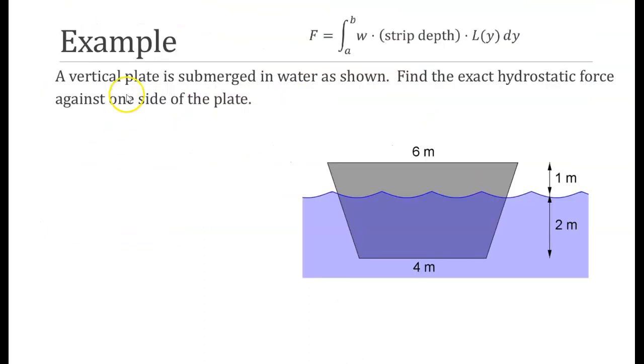In this example, our vertical plate is submerged in water as shown. Find the exact hydrostatic force against one side of the plate. So our plate this time is a trapezoid, and the longer base of 6 meters is across the top and 4 meters is across the bottom. And the trapezoid isn't even fully submerged in water. Only 2 meters worth is submerged in water. 1 meter is above the water.